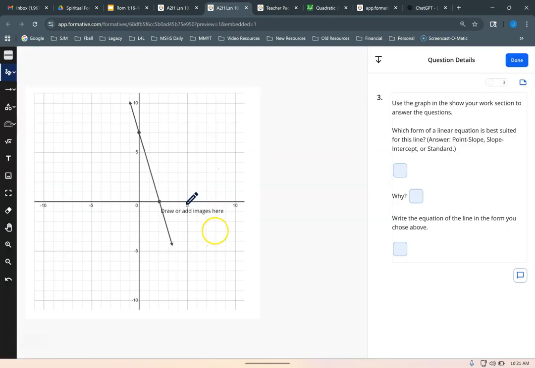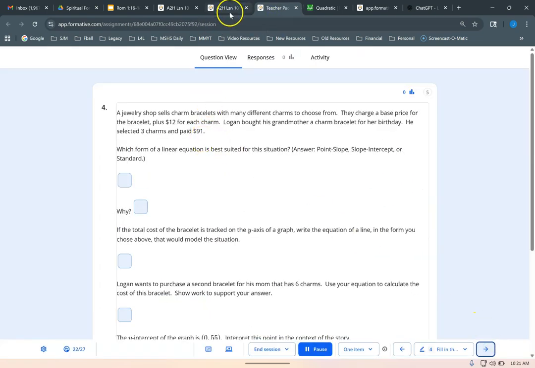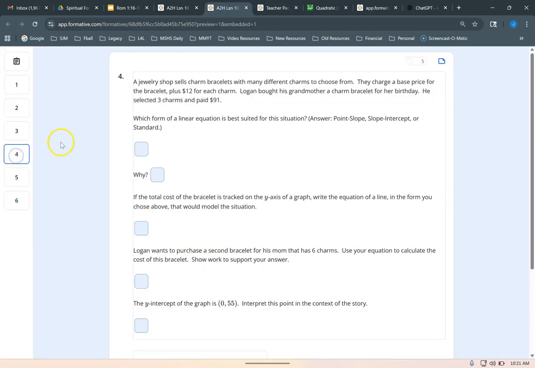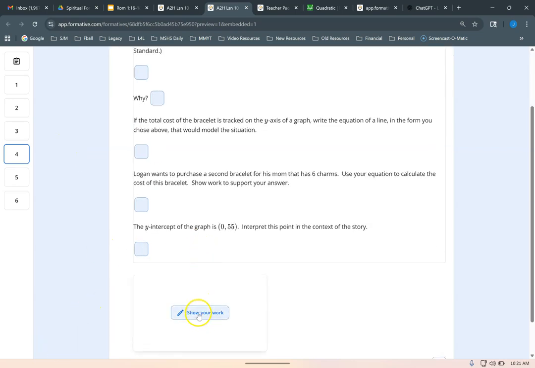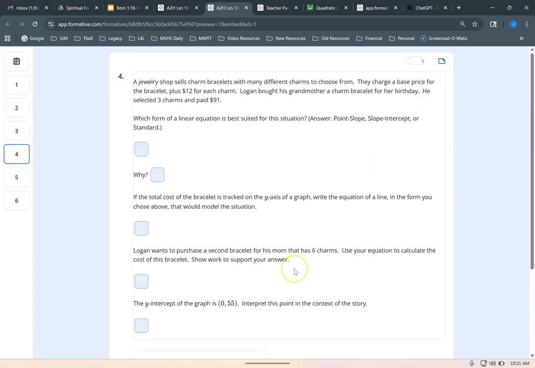Okay, good. So you can see very clearly that you have an x and a y-intercept, so that makes this standard form. Fantastic. Let's move forward. Oh my gosh, this could be trouble. All right, so let's think about this one for a second. I'm going to go out of the show your work. All right, you ready? Let's talk through this.